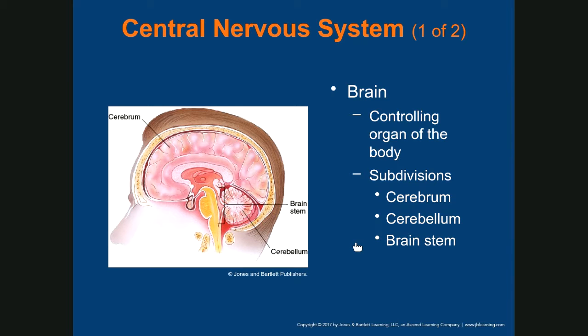The brainstem, which is the smallest portion of the brain and the most well protected, is responsible for all life-sustaining function. That's why it has to be well protected. Everything that keeps us alive is the brainstem, right? All life-sustaining functions.